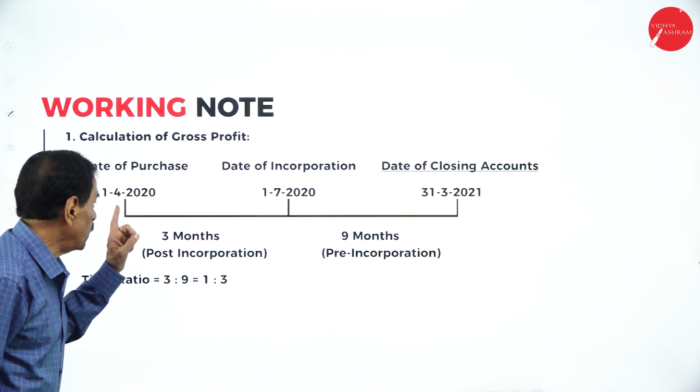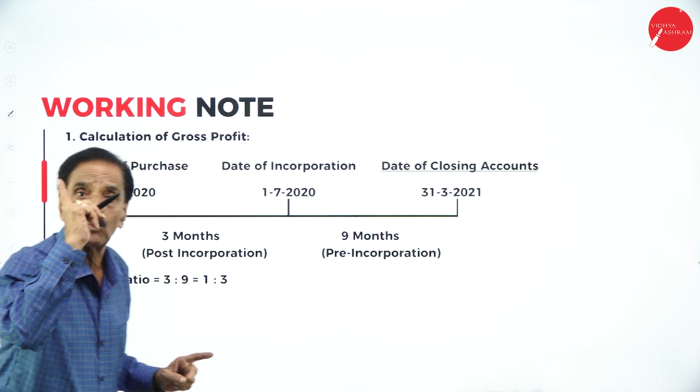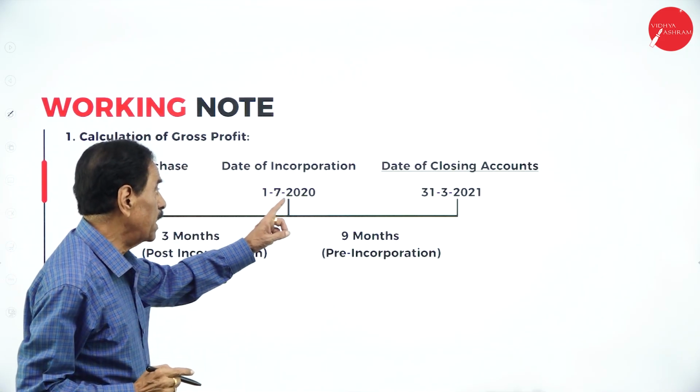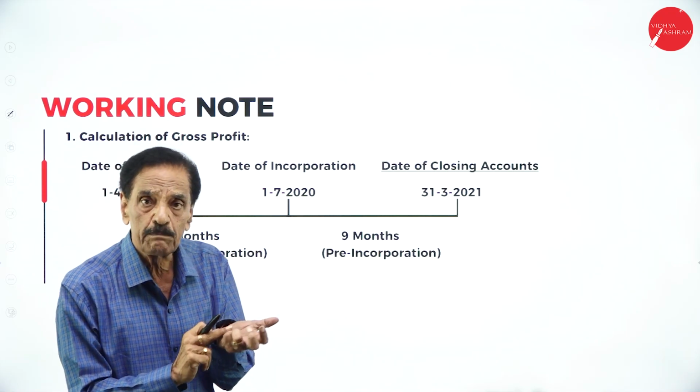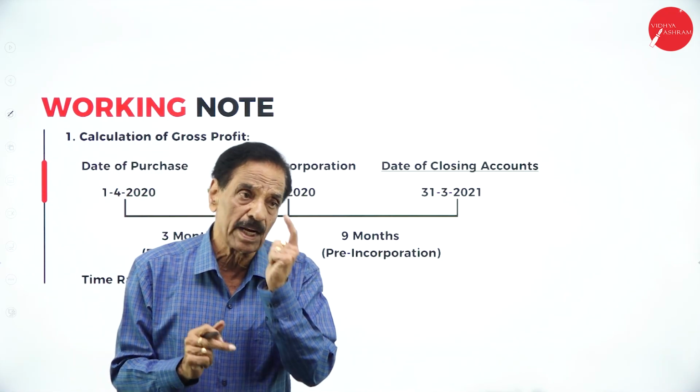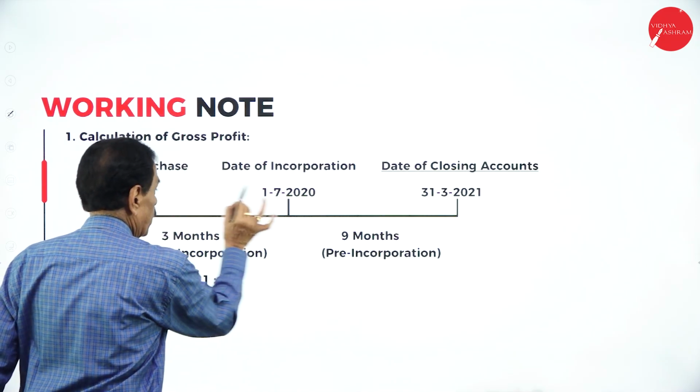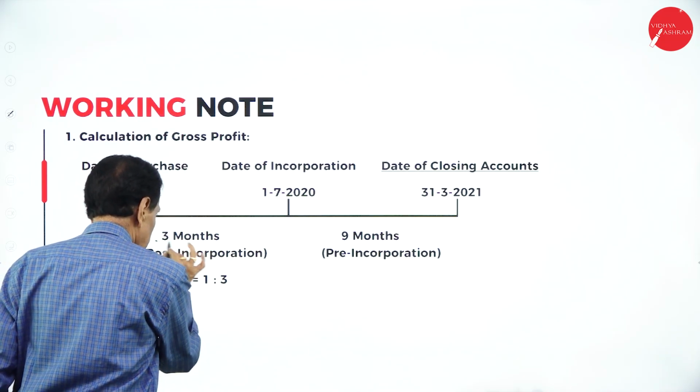So, your date of purchase is 1/4/2020. Date of incorporation is 1/7/2020. So, April, May, June, 3 months. From this day to this day is 3 months.